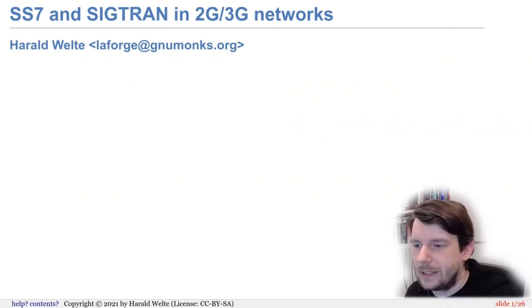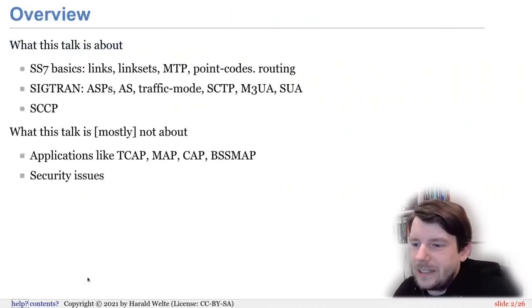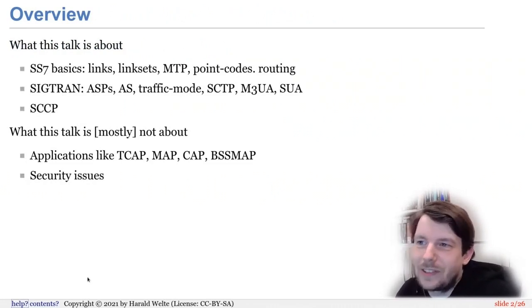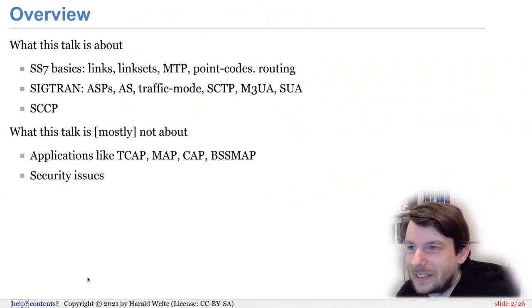So this talk is about SS7 basics, such as links, link sets, MTP, point codes, routing, ASPs, ASs, and so on. Lots of other acronyms with multiple 2 to 5 digits, I think.